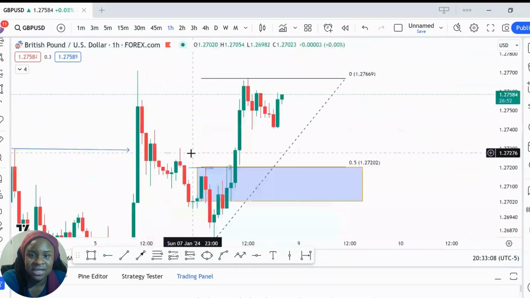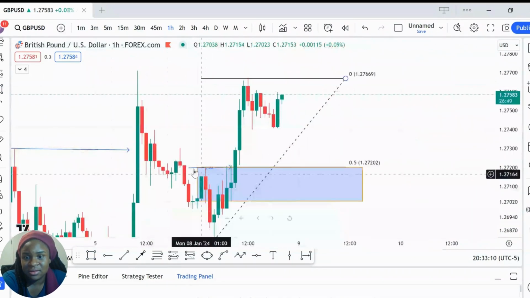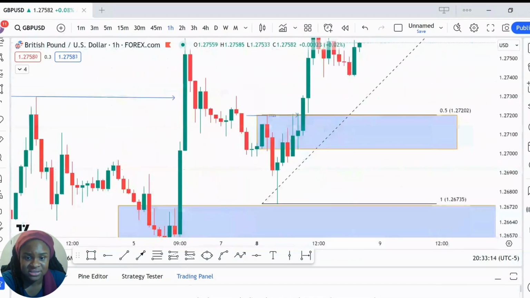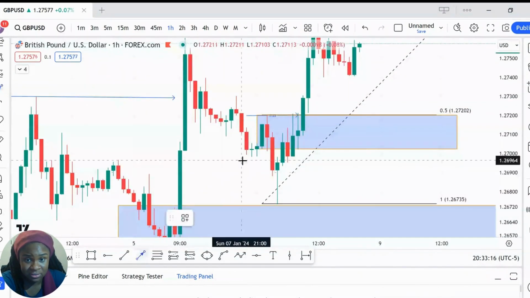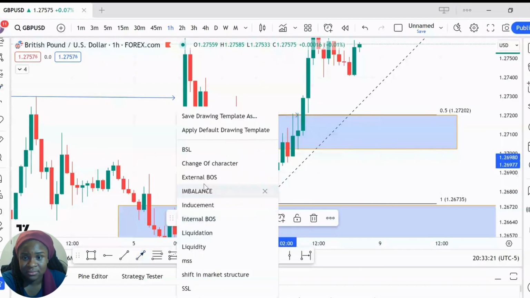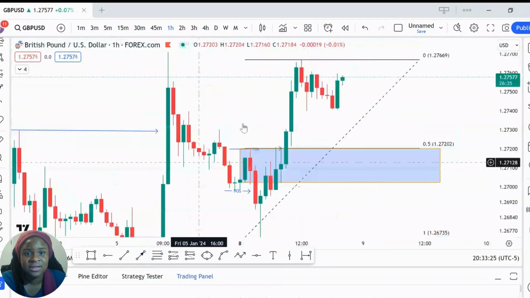Now, if you can see here, I'll take this as my own breaker block because there is a break of structure here. If you can see that here, there's a break of structure here. You can see that here.